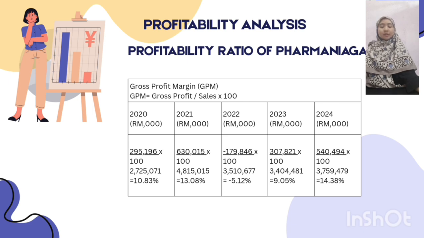I'm going to talk about profitability analysis. The ratios such as gross profit margin, net profit margin, operating profit margin, return on asset, and lastly return on equity. It's a profitability ratio for Pharma Niaga.